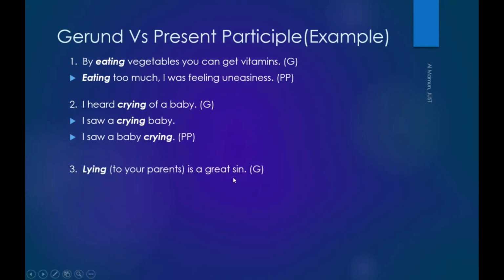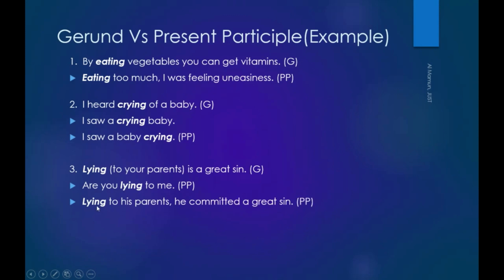Lying is a great sin, or lying to your parents is a great sin. So you see that after lying you have a verb, so it is a subject, and that's why it's a gerund. Are you lying to me? So it is a present continuous tense, and that is why this functions as a present participle. Lying to his parents, he committed a great sin. So here after lying you don't have a verb because the verb committed has a subject he. So lying to his parents modifies the whole sentence. He committed a great sin. And how did he commit the great sin? By lying to his parents. So lying functions as an adjective here.